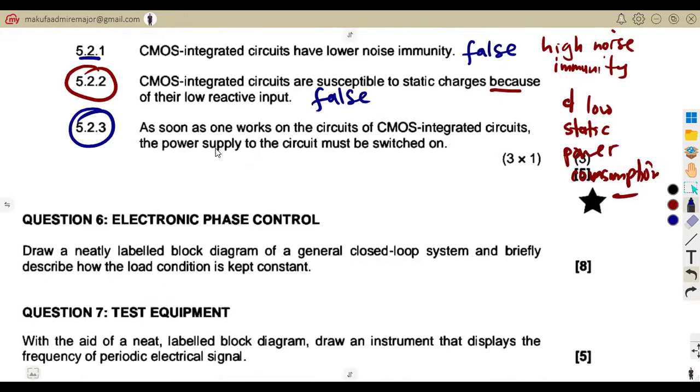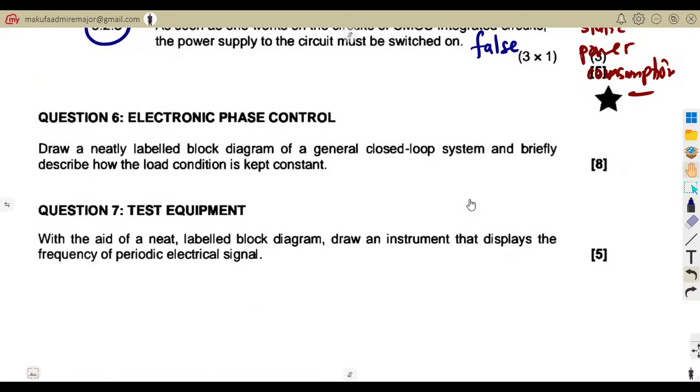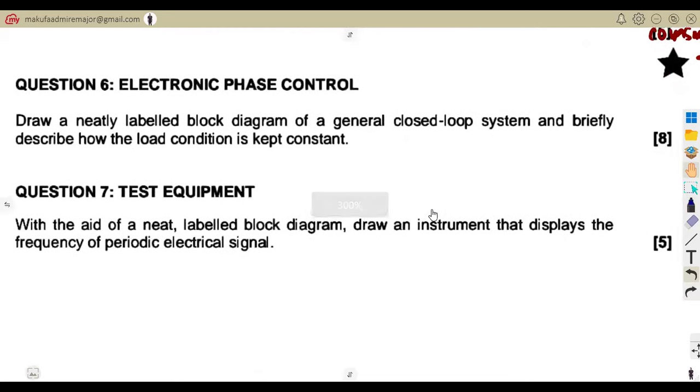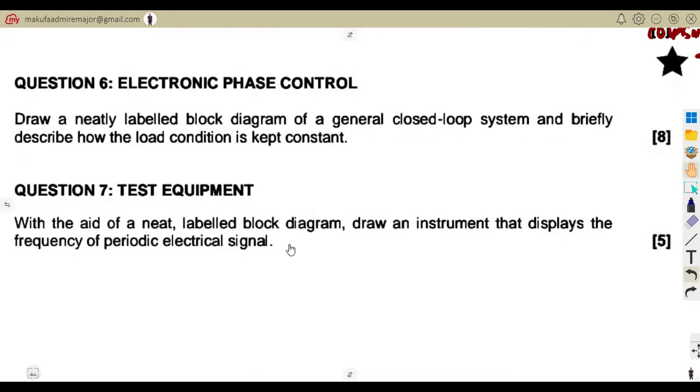4.23, as soon as one works with the circuits of the CMOS integrated circuits, the power supply to the circuit must be switched on. That is false. As we are to consider the CMOS, remember your safety precautions. The major important part is you're supposed to double check the test equipment setup for the proper polarity that is given on our VDD and our VSS. You must check for that. Do not just switch on. This is the major part. Remember this one, guys. You're supposed to be very, very careful.